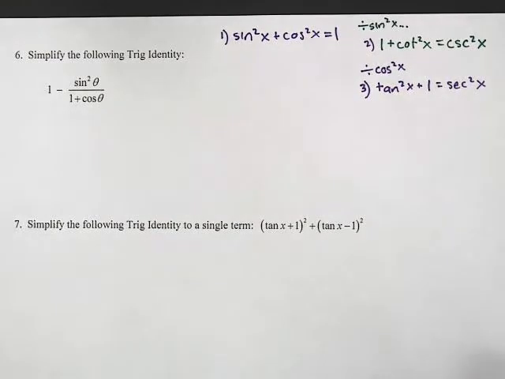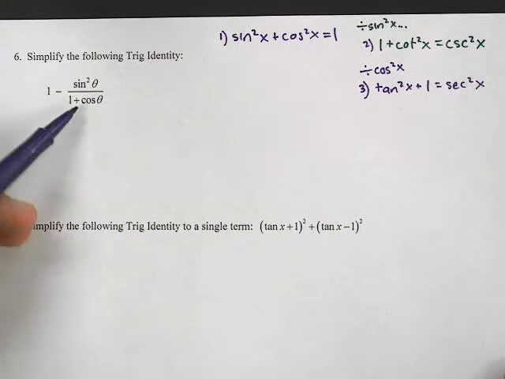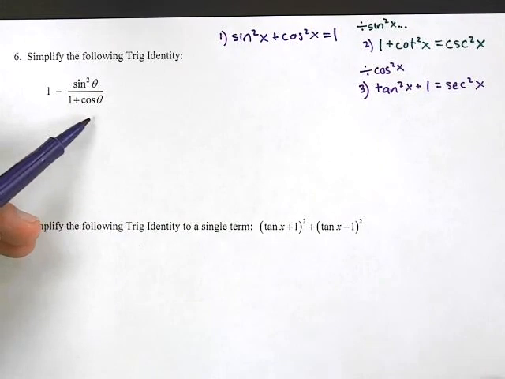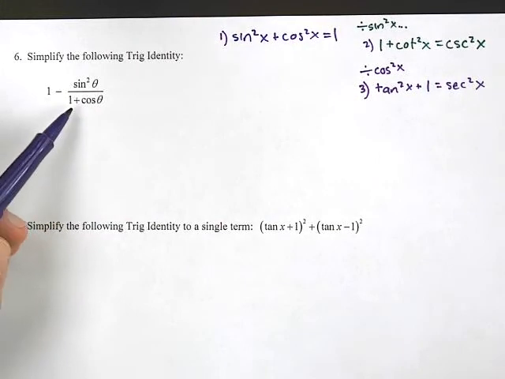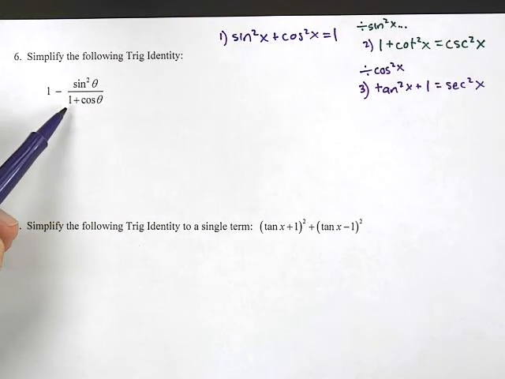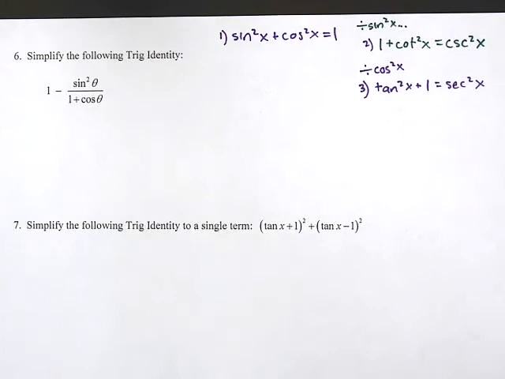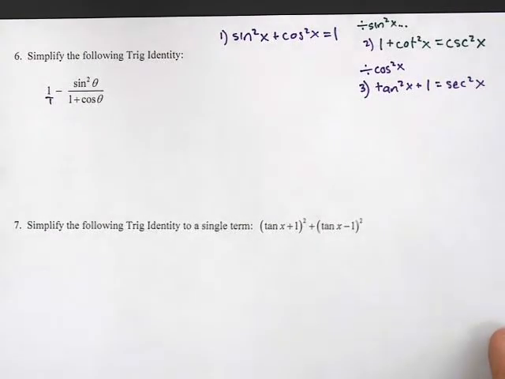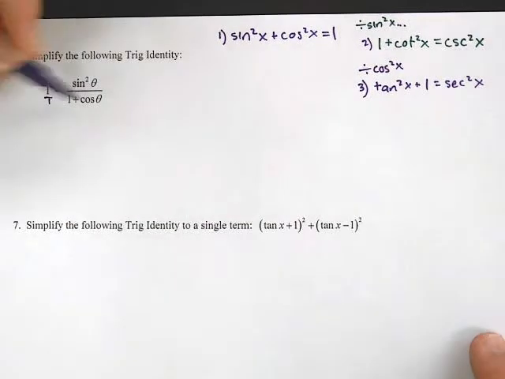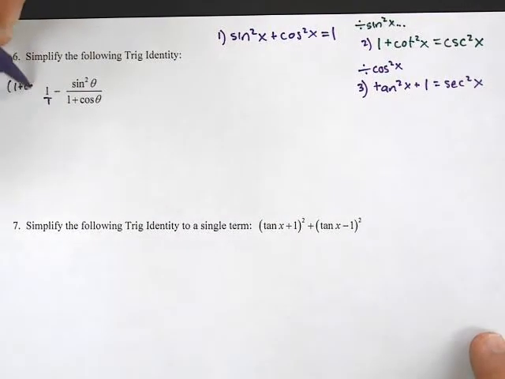All right, so this first one, I see one fraction. I'm thinking that I already see sines and cosines, so I think I probably need to get a common denominator. So if this is 1 over 1, then I'm going to multiply top and bottom by 1 plus cosine theta. Oops, I forgot theta. Sorry about that.